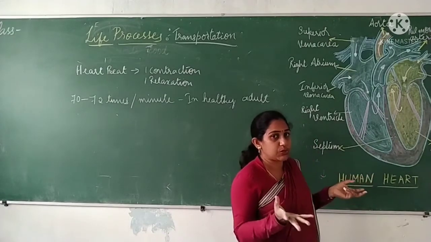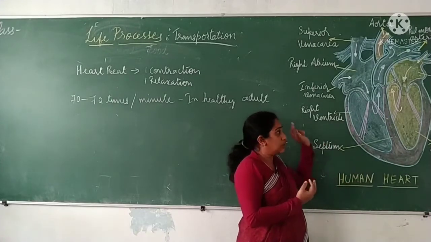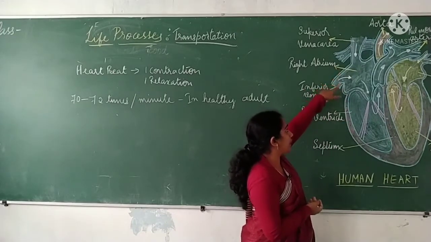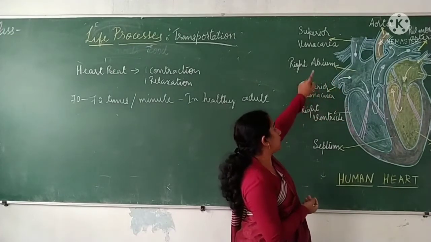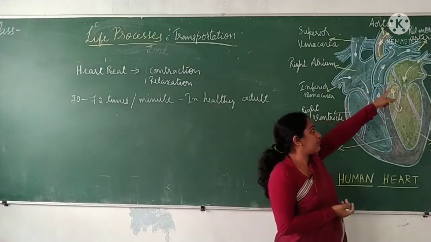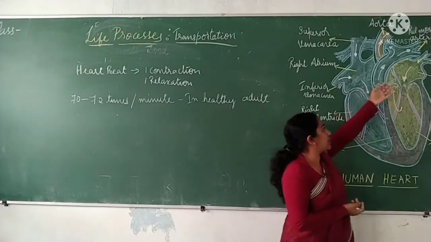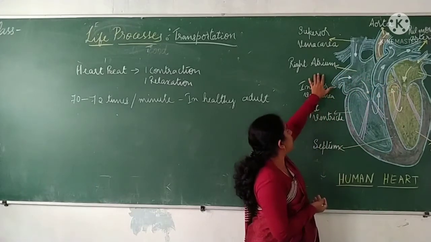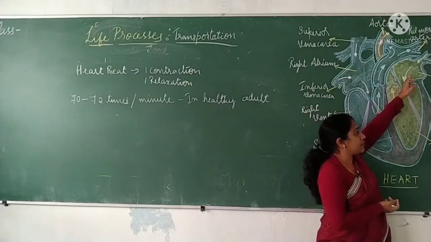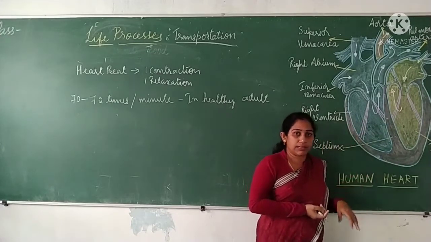And during relaxation, what is happening? The heart is getting filled with blood from different body parts as well as from the lungs. From different body parts, the impure blood is brought to the heart by the veins, the vena cava, that is the superior and inferior vena cava. And from the lungs it is carried by which vein? Pulmonary veins carry the purified blood from the lungs to the left atrium. So impure blood enters the right atrium by the vena cavas, and the pure blood enters the left atrium by the pulmonary veins from the lungs.